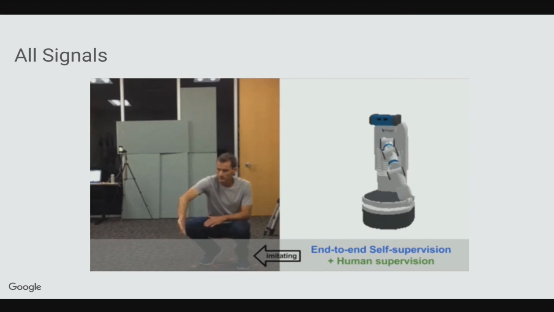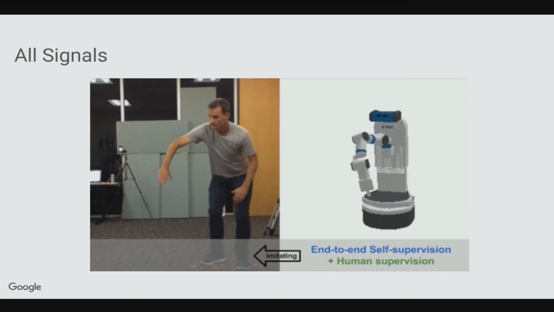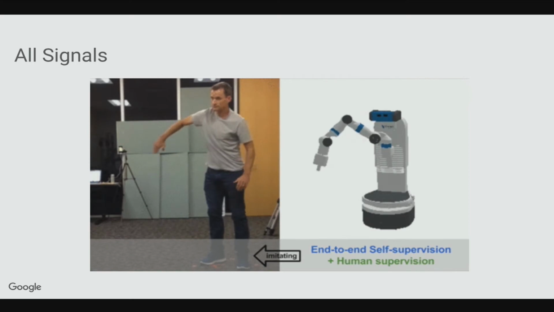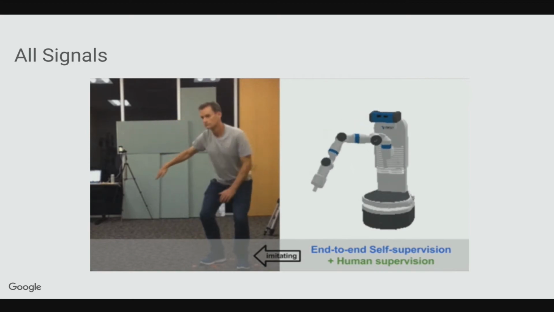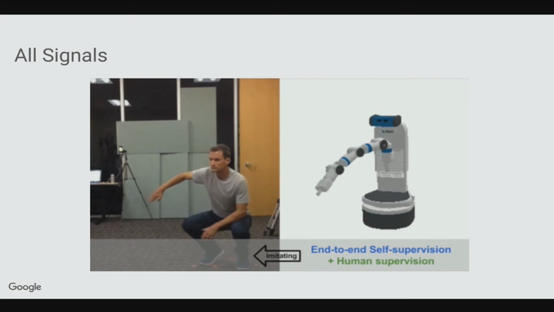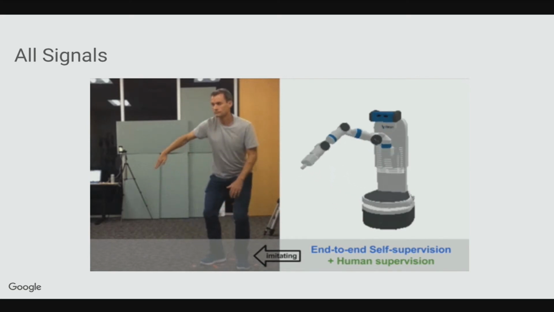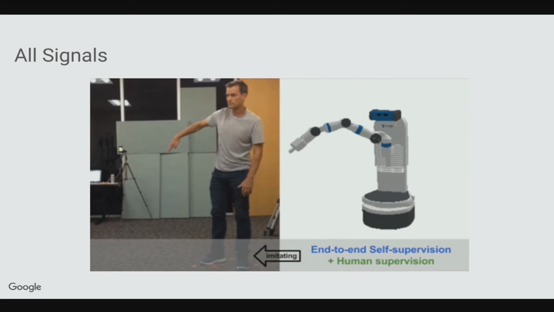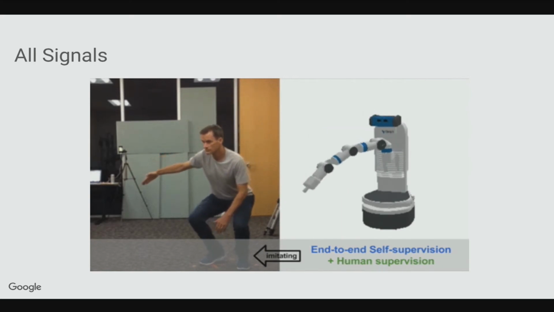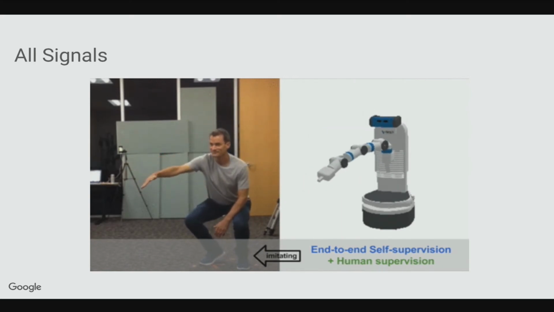So if you put everything together, you get something like that, where the robot tries to imitate things pretty well. Hence demonstrating that Jeff Dean is actually a robot.